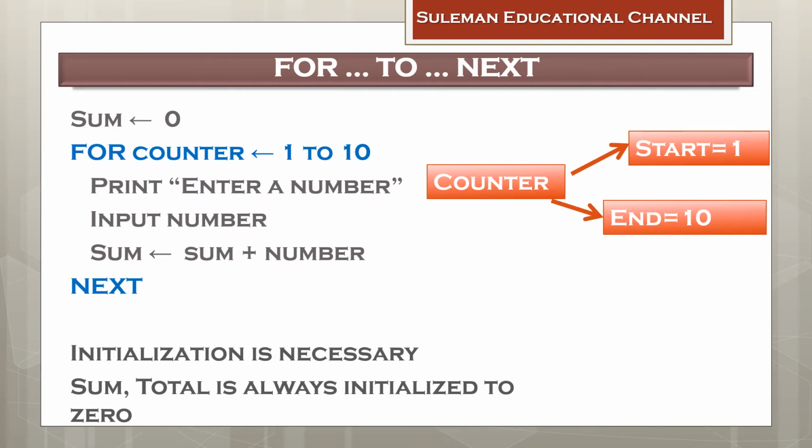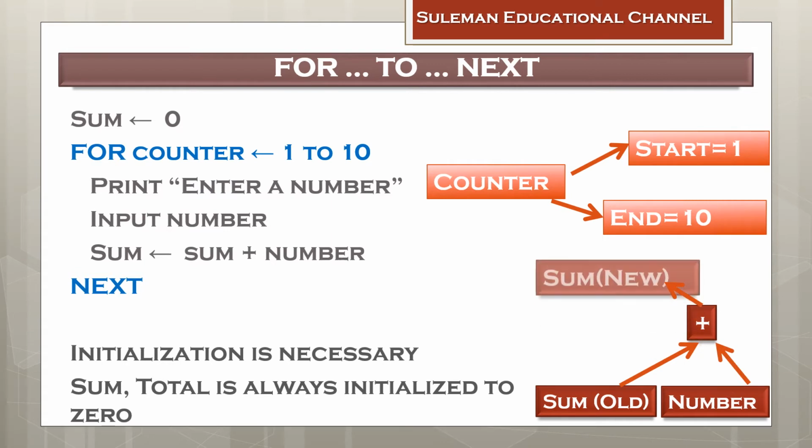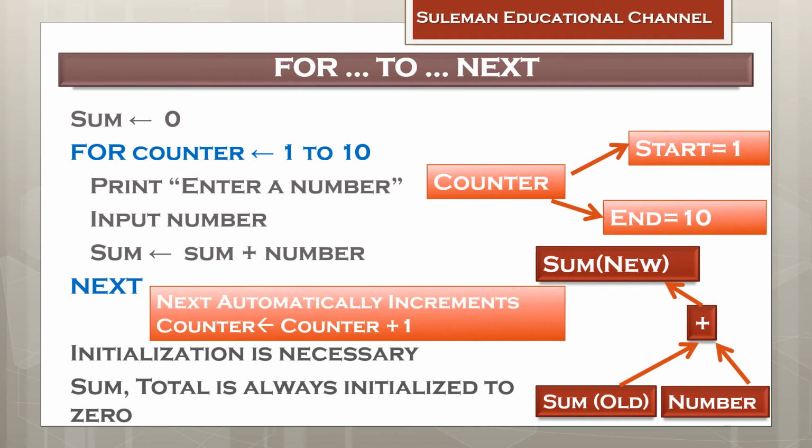The fifth line, sum assignment operator sum plus number. Over here the new value of sum is calculated by adding the old value of sum with the value of number. And the last line is the next. In this line the value of counter is automatically incremented. It will also guide the program to move back to line 3 and repeat the process until the value of the counter is 10.